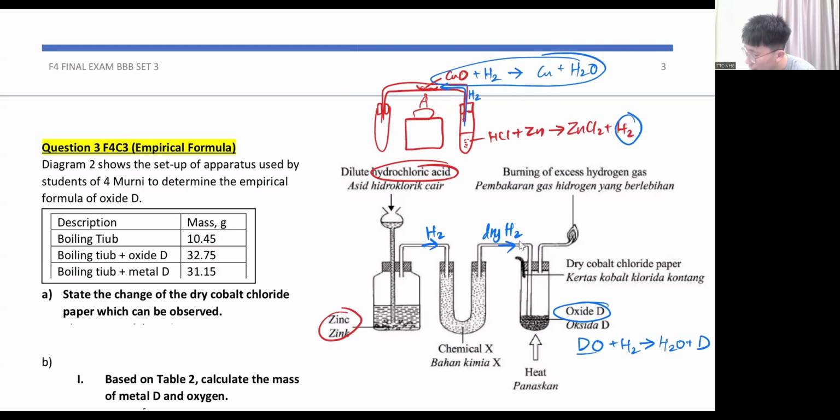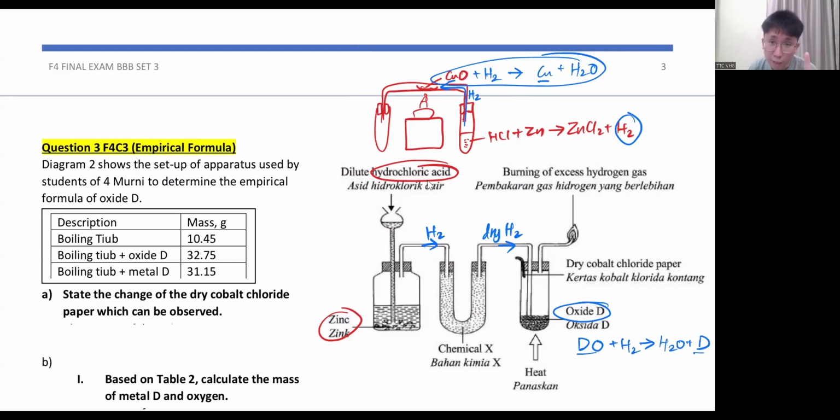Try to imagine D right now is your copper. Same concept. So don't get confused even though in the exam they give you unknowns, maybe X, maybe A. As long as you see zinc plus hydrochloric acid, it must be about the empirical formula of copper oxide. Guys, because I give you a big picture: empirical formula only has two types of experiment.